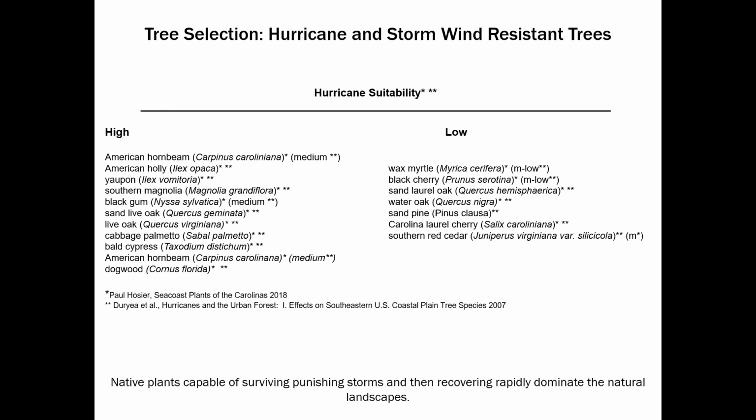Like for example, if you look down on the right under low, you'll see, for instance, wax myrtle, where one research source said it was of low wind resistance, whereas another resource said it's medium to low. So once again, you have to really research and think it through and take this important scientific-based information to heart when you're selecting a tree.